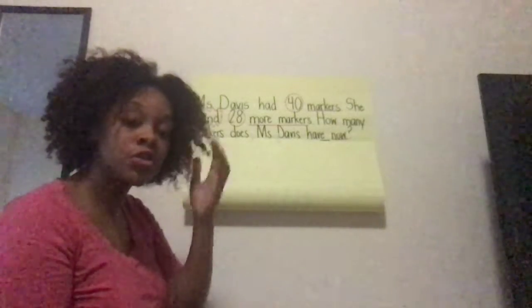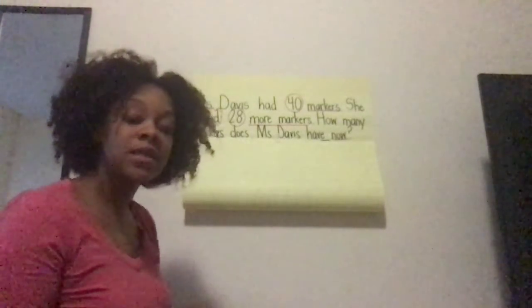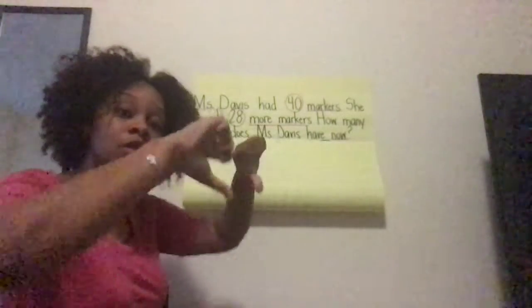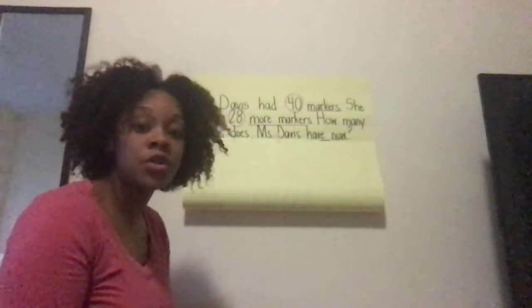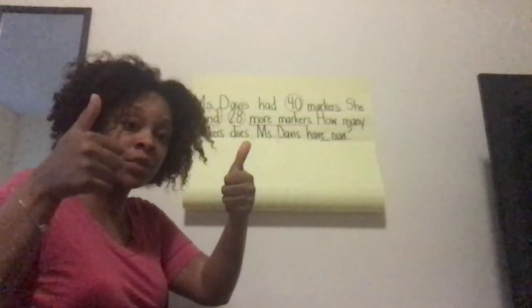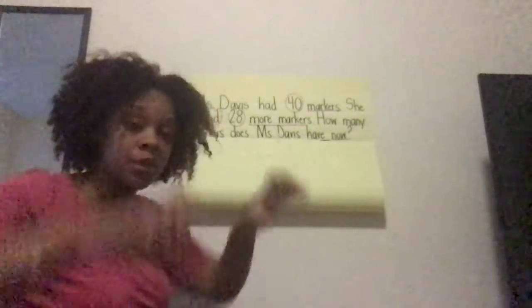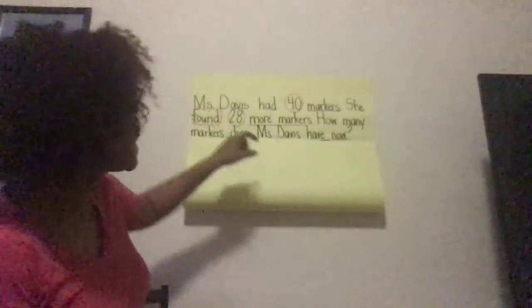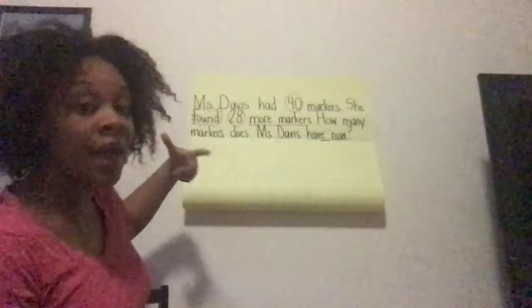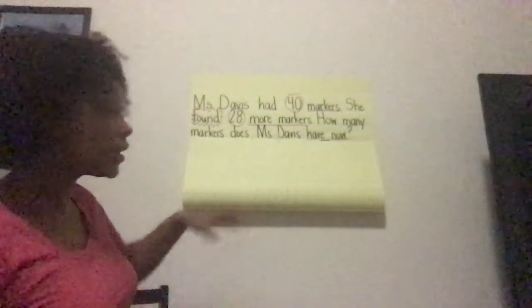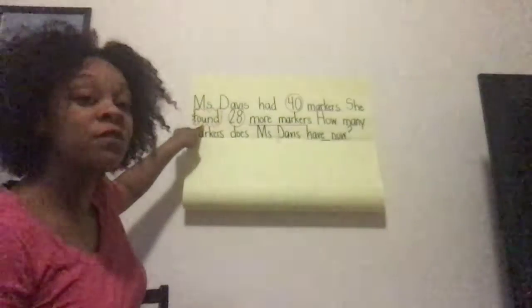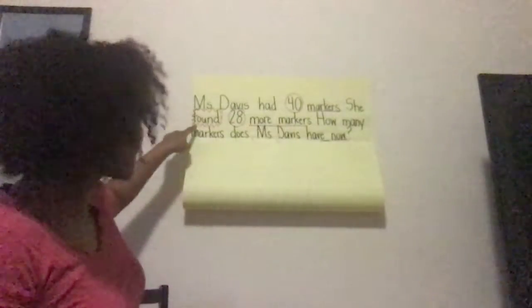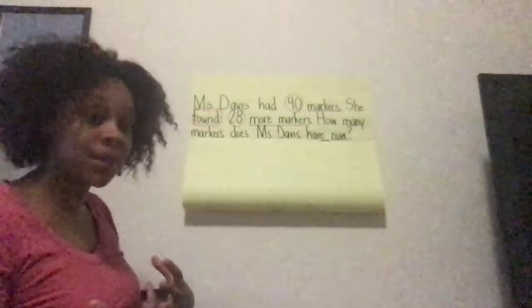So during that read, you were thinking to yourself, is there an action? Did Miss Davis get something or did Miss Davis lose something? When I say go, you're going to show me a thumbs up for she got something or a thumbs down for she didn't get something. Go ahead, show me. Good. Miss Davis, there is an action, and the action is that Miss Davis got something. And I know she got something because she found 28 more markers. This action word of found means she got something.